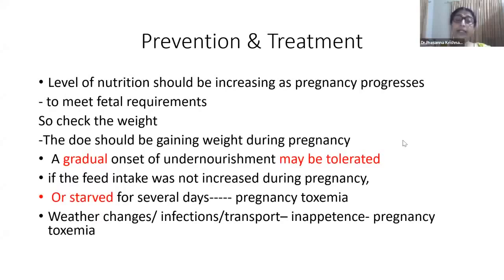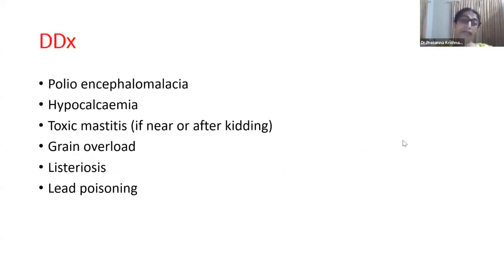Add to that, there are certain predisposing or complementary factors like weather changes, any other infection, transport stress and inappetence. All will increase the severity of pregnancy toxemia. So we need to be very careful when the doe or the animal is pregnant. You have to take additional care and attention for the pregnant animal.